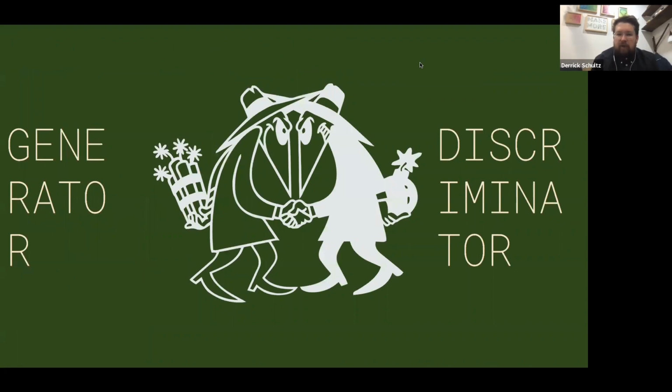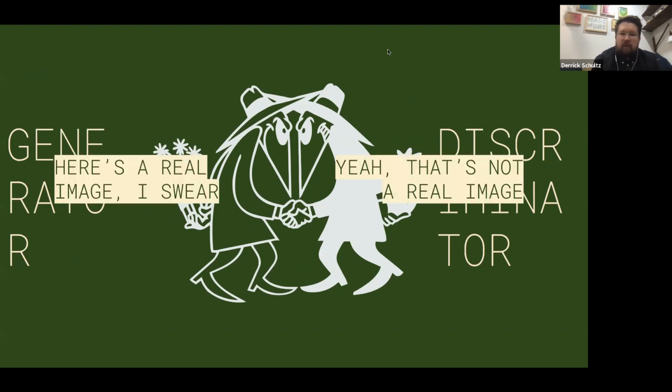So it has both what is called a generator, which is a model that is producing new images, and it also has a discriminator. And the discriminator is a part of this model because essentially you have a game where these two models are playing with each other. The generator is making an image and the discriminator is trying to guess whether that image is real or not.